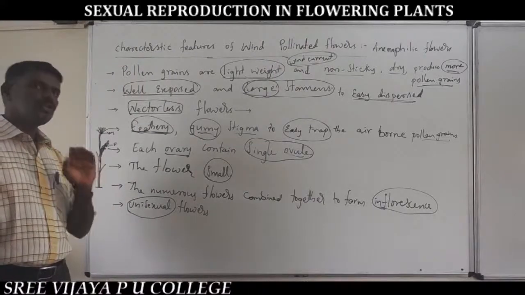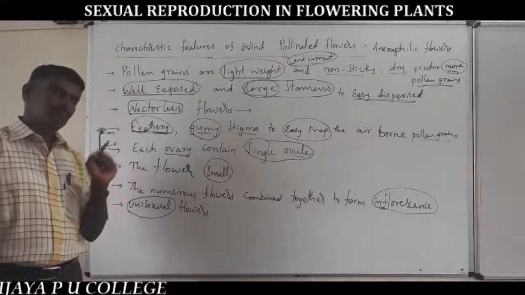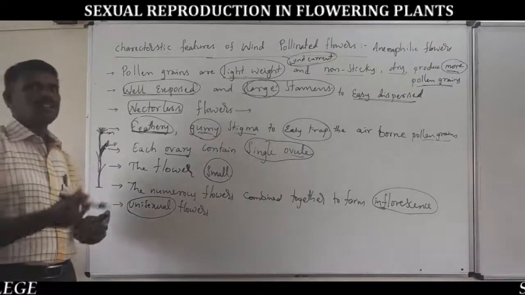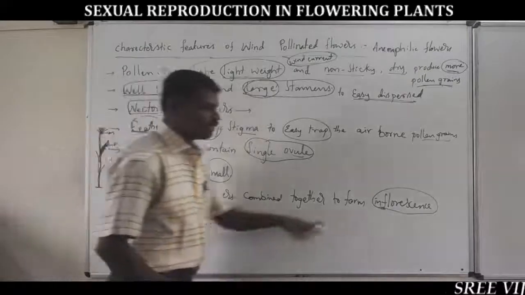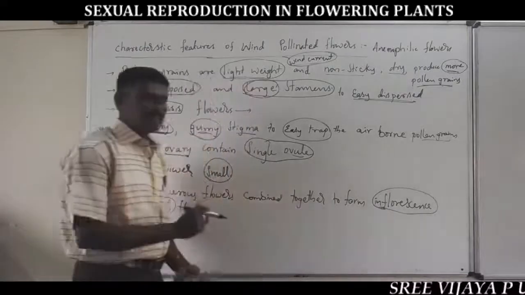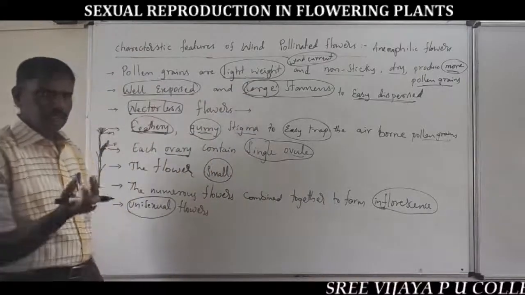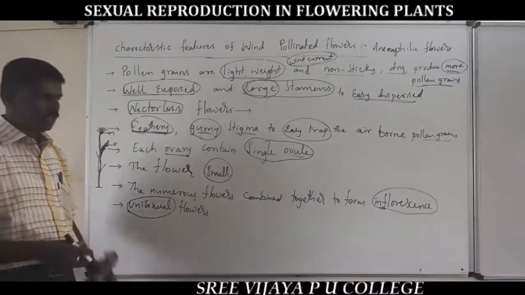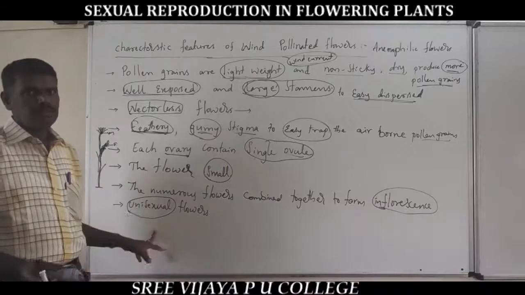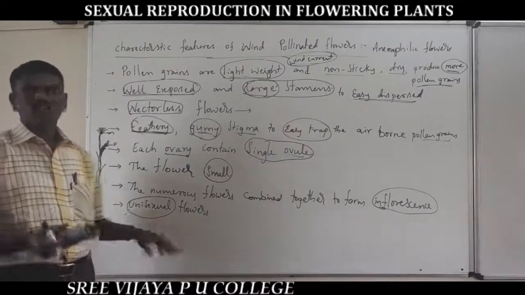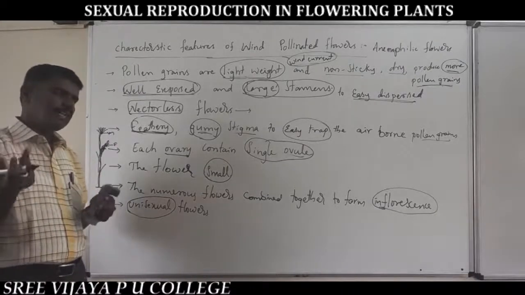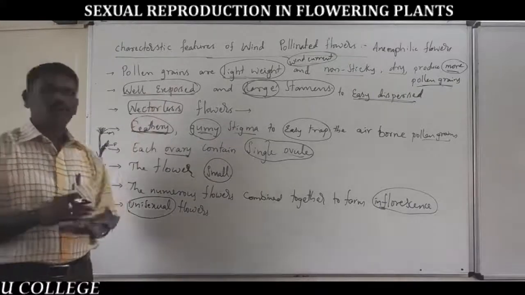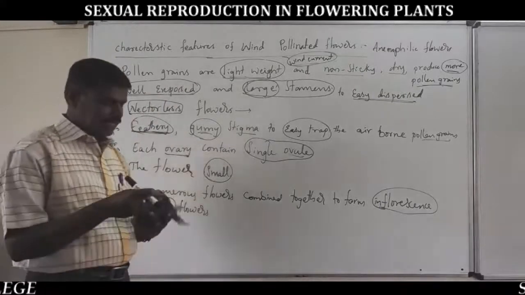The flowers are very small, but a number of small flowers combine together, stacked on a floral axis, and this is called an inflorescence. An inflorescence is nothing but a group of flowers present on a floral axis or peduncle. The unisexual flowers may be present on different plants or the same plant. So these are the characters of wind pollinated flowers.